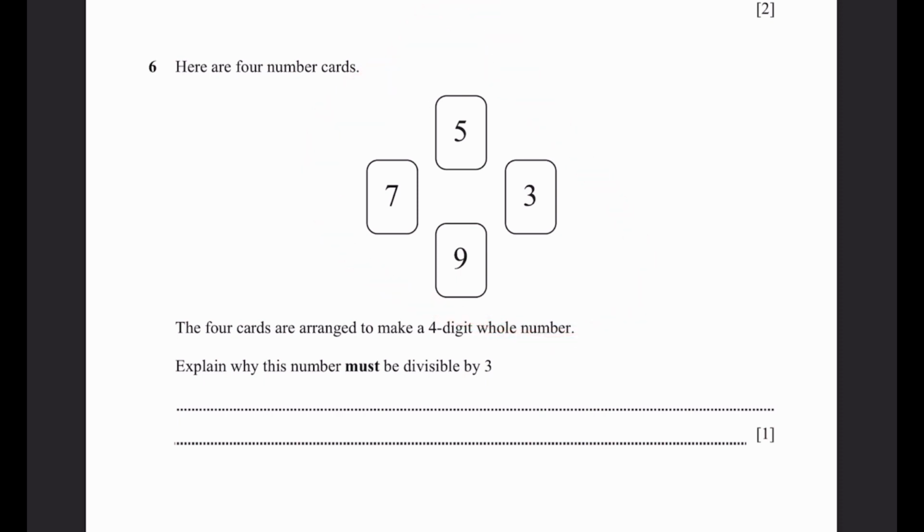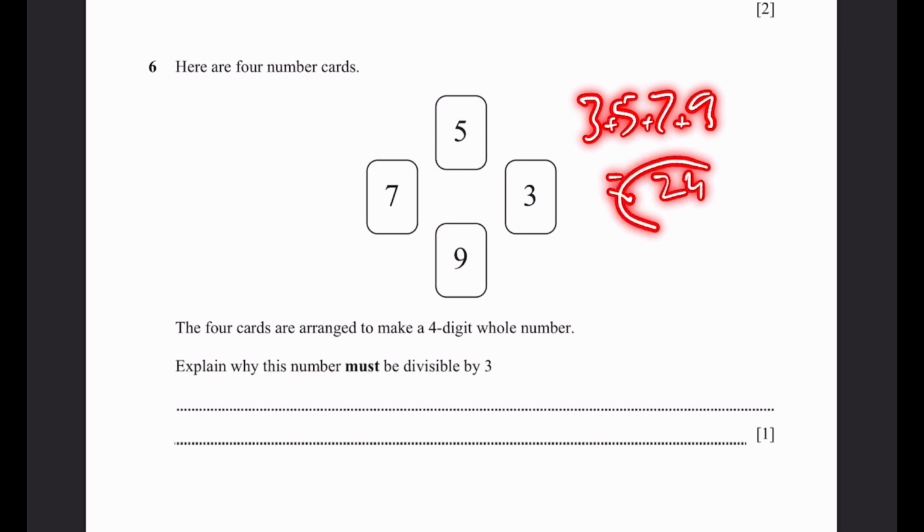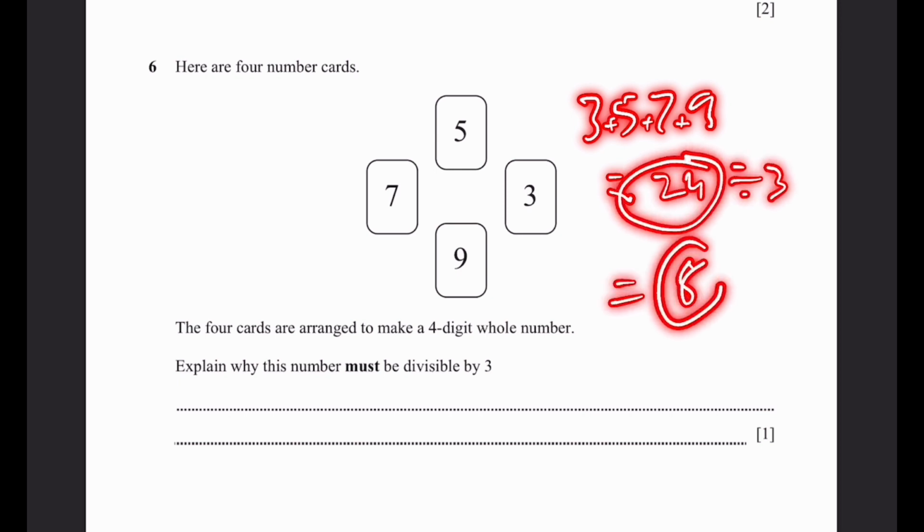And next, how do you find out if it's divisible by 3? You have to add all the digits. So let's say 3, 5, 7, 9. When we add up all the digits, we get 24. And this, when we divide by 3, we get a whole number, which is 8. It's a whole number, an integer.